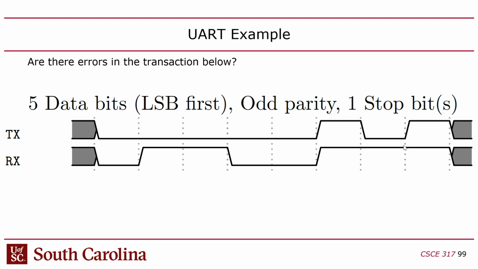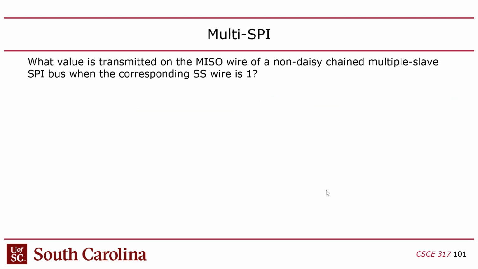Okay, are there errors in the transaction below? We have odd parity. There are 5 data bits and 1 parity bit, so we count 6 bits, counting the number of 1 bits among the 6 bits. There's only 1 bit set on the transmit side, and so that's an odd number. So no errors on transmit. On receive, we have 1, 2, 3, 4. On receive, that's an even number. That indicates that there must be an error on the receive channel. So the received parity is incorrect.